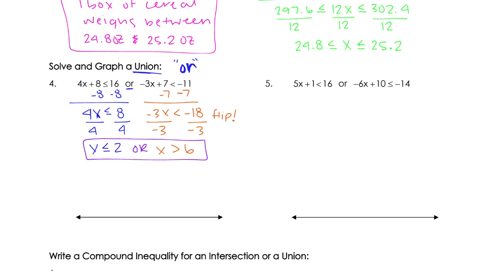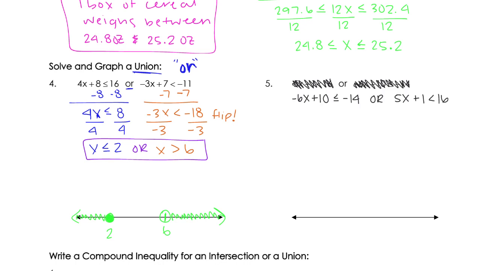Now we have to make sure our number line goes in order from left to right. So 2 is going to go on the left, 6 is going to go on the right, and the 2 is going to get a closed circle because it's less than or equal to. The 6 is going to get an open circle because it's just greater than. X is less than or equal to 2 would be shaded to the left, and then x is greater than 6 would be shaded to the right. So then we can verify that our graphs do in fact go in opposite directions here. So that would be our answer for number 4.